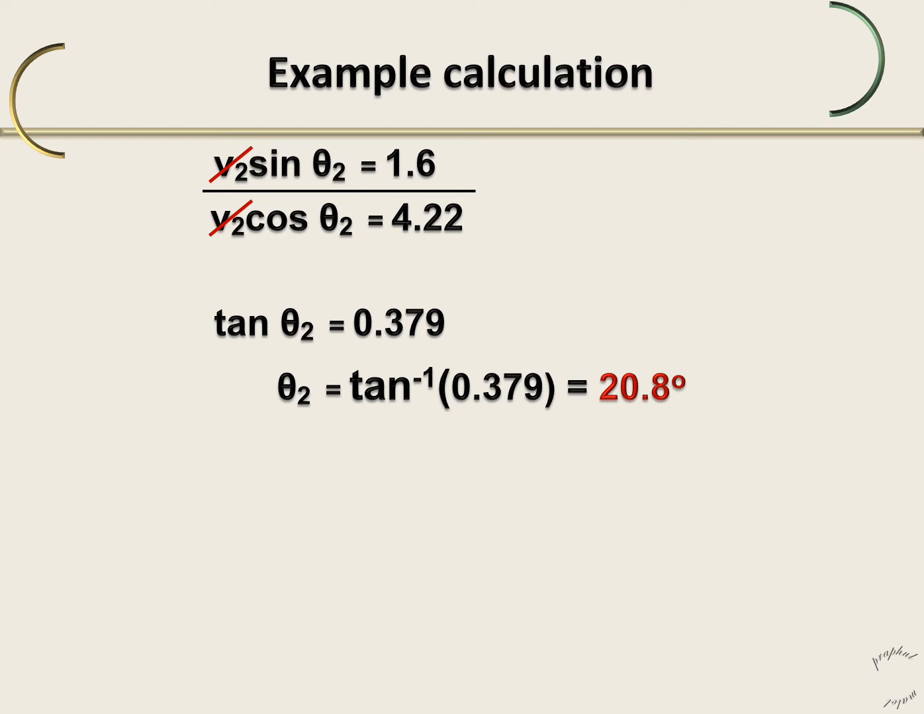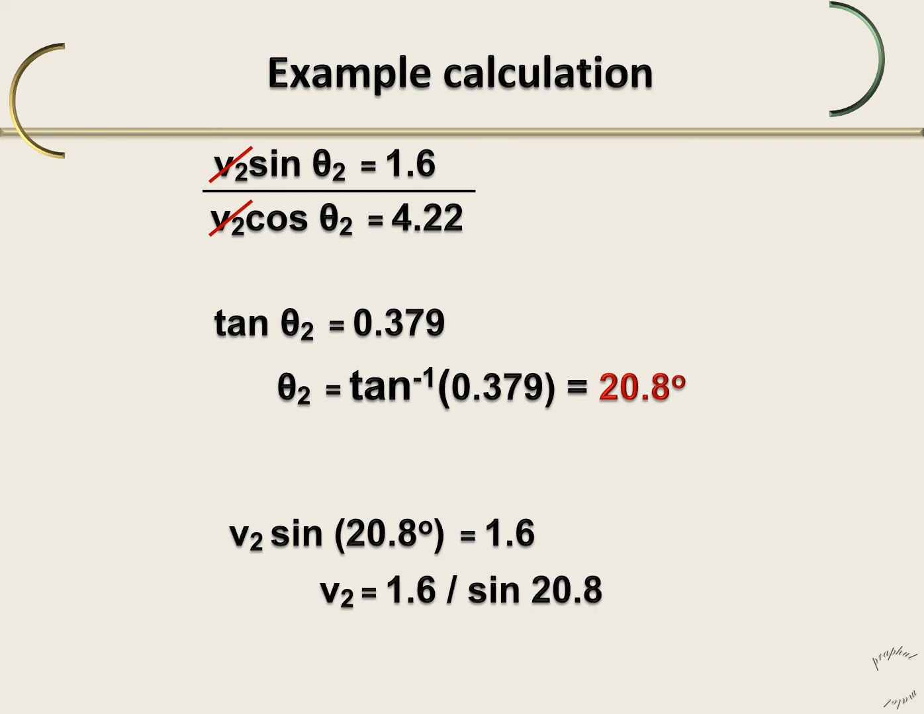Now the only unknown thing is V2. But it's easy, you can see there are two equations on the top, one with sine theta, one with cos theta. So you can substitute this theta value in any of the equations. I'm using sine, but you could use cos also. And now the only unknown thing is V2, and you can calculate V2. So we have found both unknown things, V2 and theta 2.